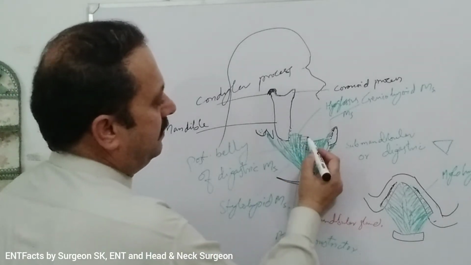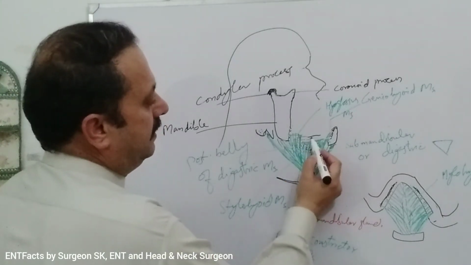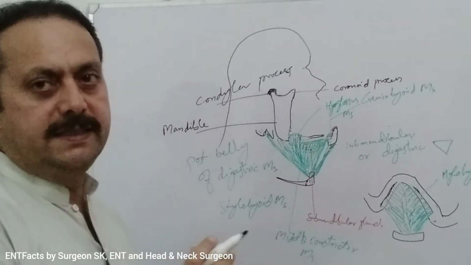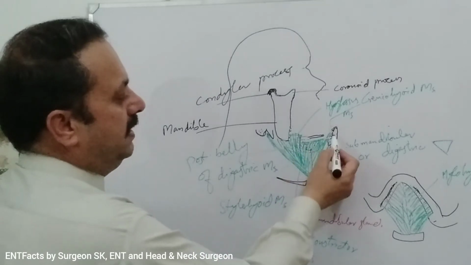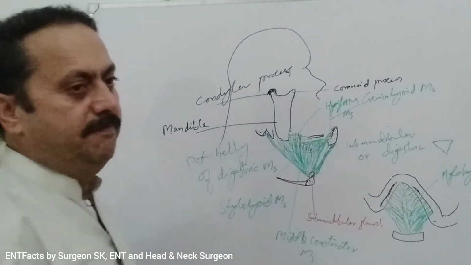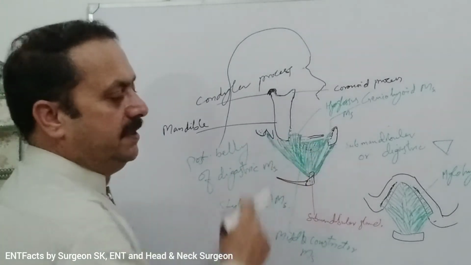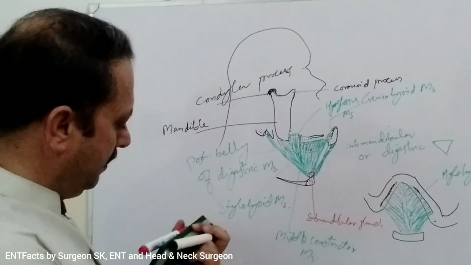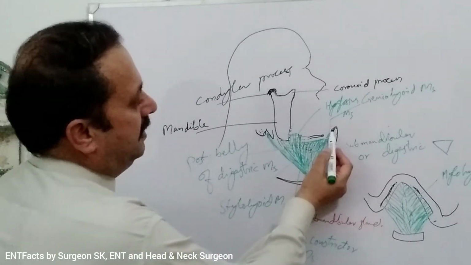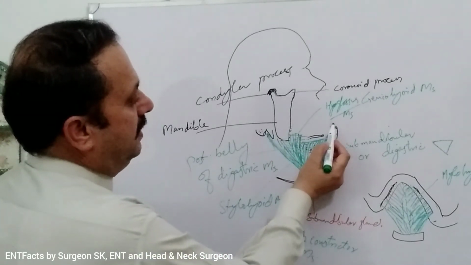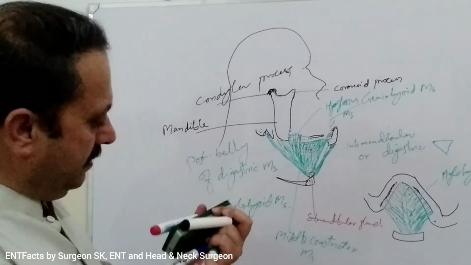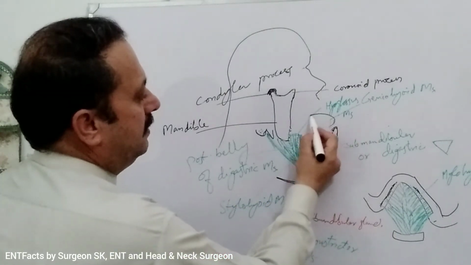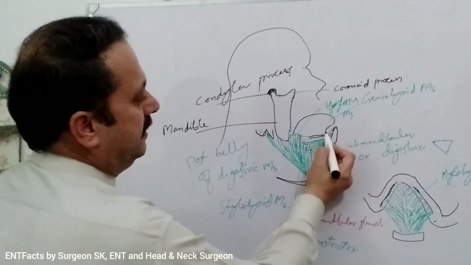From the anterior tip of this gland arises the submandibular duct, or the Wharton's duct, which pours the saliva from the submandibular gland into the floor of the mouth. If we draw the muscles of the tongue, the tongue lies here. Let me draw it black. The tongue lies here, like this.